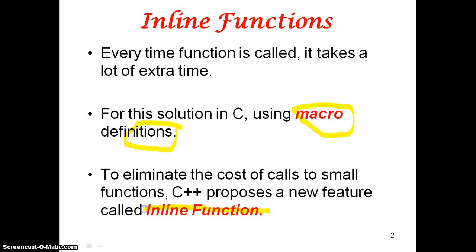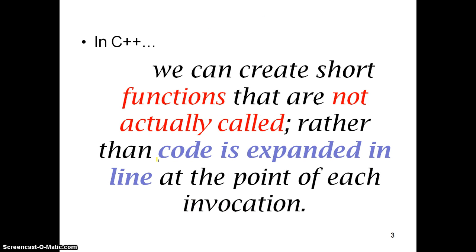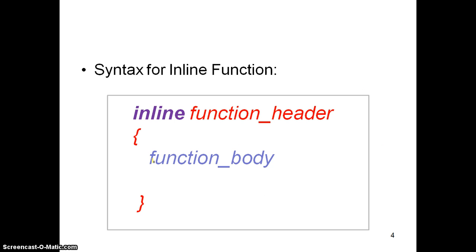So what do we mean by the inline function? It means that the function is not executed at its definition. The function is executed in line only. The definition of an inline function is a short function that is not actually called; rather, the code is expanded in line at the point of each invocation. It means that whenever we call the function, it is executed in that particular line only. We'll see one example of how exactly it is executed.